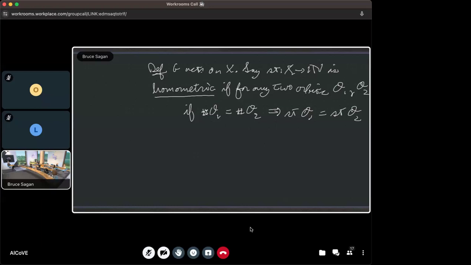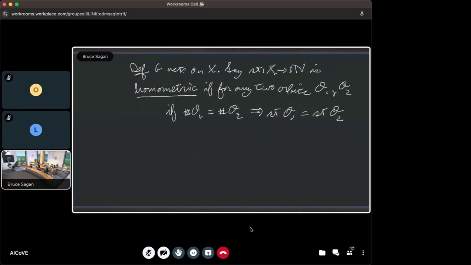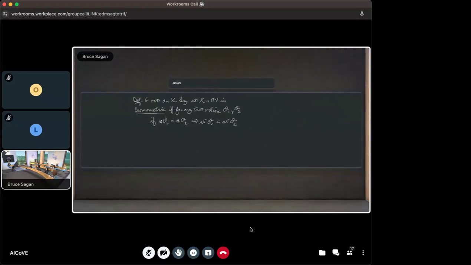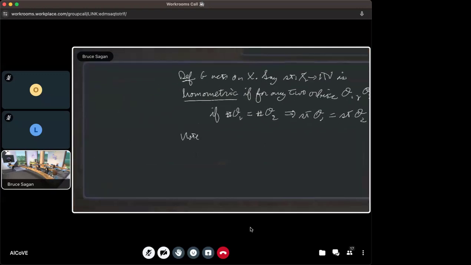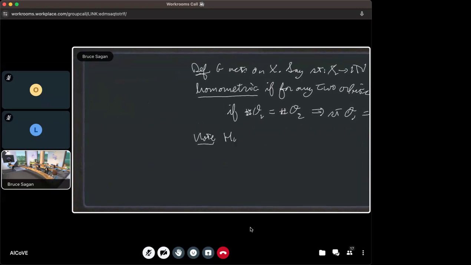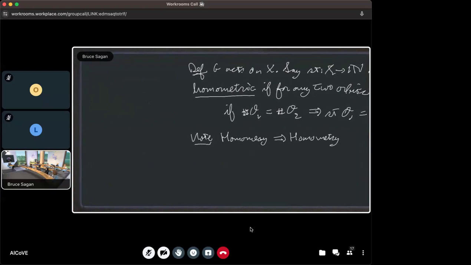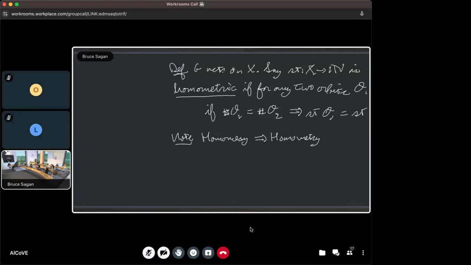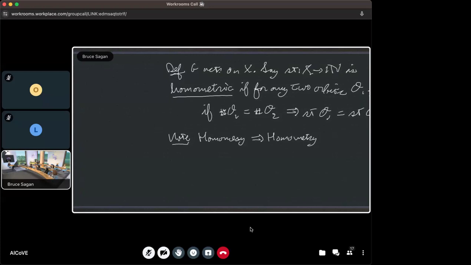So notice it doesn't say anything about if you take two orbits of different size, all bets are off. But if they have the same size, the statistic evaluates to the same thing on both of them. Now notice, homomesy implies homometry, but not conversely. So this is a weaker statement, but sometimes only the weaker statement holds, and you'll see some examples of that in the exercises.